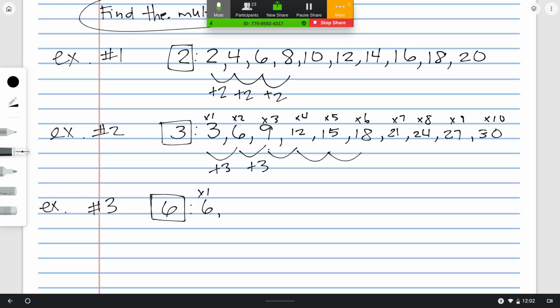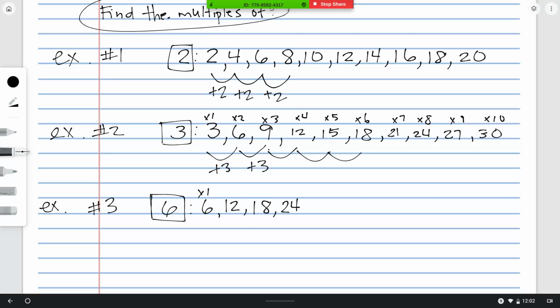Okay, so if I were to look at my multiplication chart and go from left to right on that row of 6, I would see 6, then 12, then 18, then 24, 30, 36, 42, 48, and then 54 and 60. Okay. If you were to look at your multiplication chart and do that.